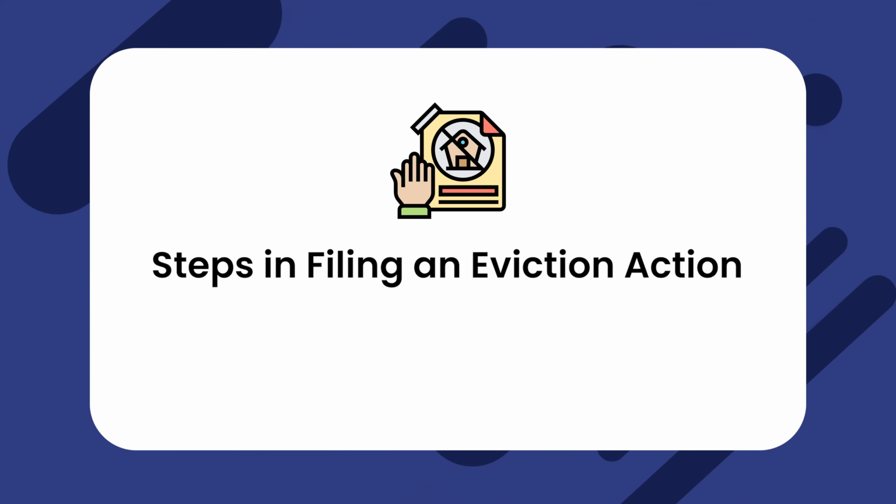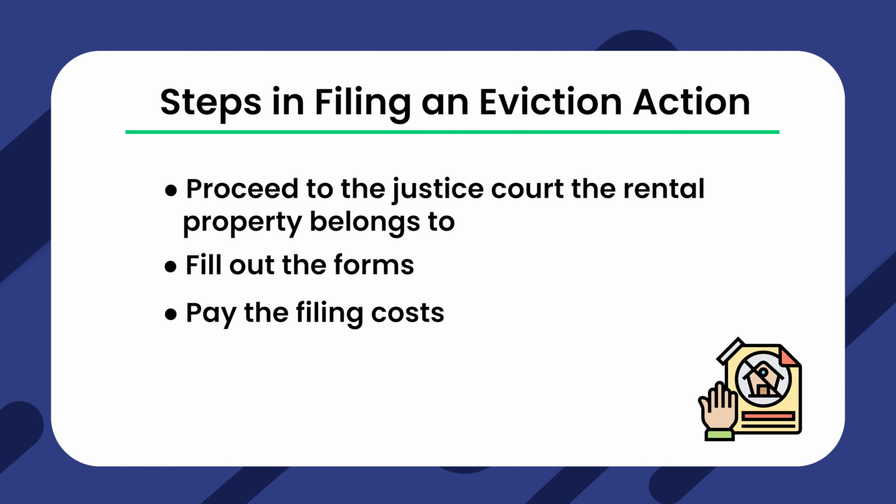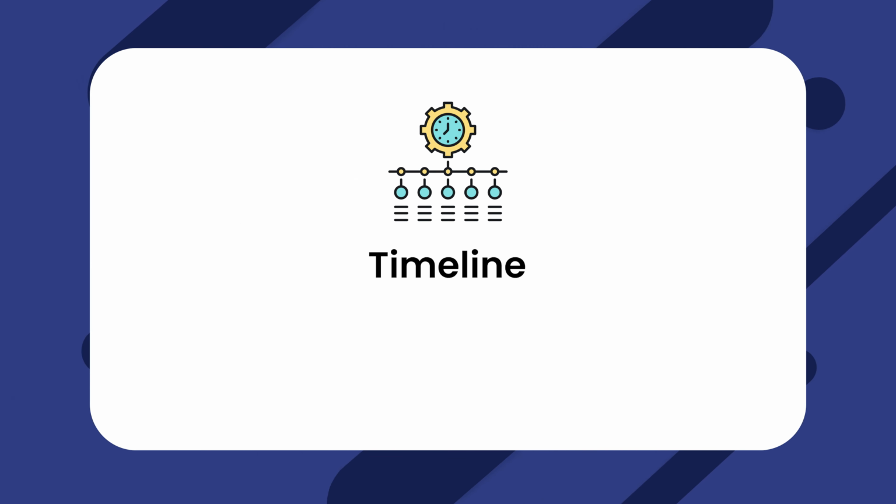Steps in filing an eviction action. Proceed to the justice court the rental property belongs to. Fill out the forms. Pay the filing cost. Timeline. It takes 24 hours to 30 days, depending on the reason for eviction, before a landlord can file a complaint. The 24 hours notice period can fall under the categories wherein both parties must renew their written lease agreement.